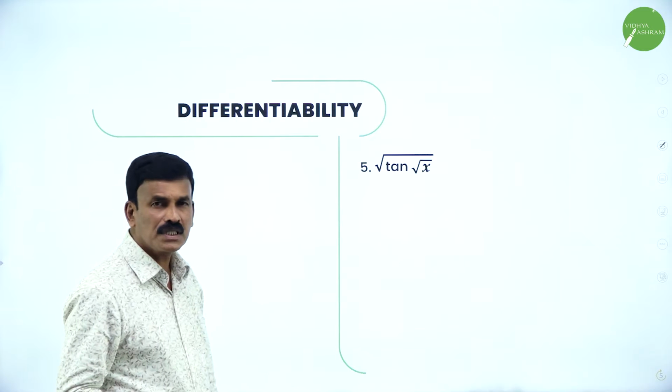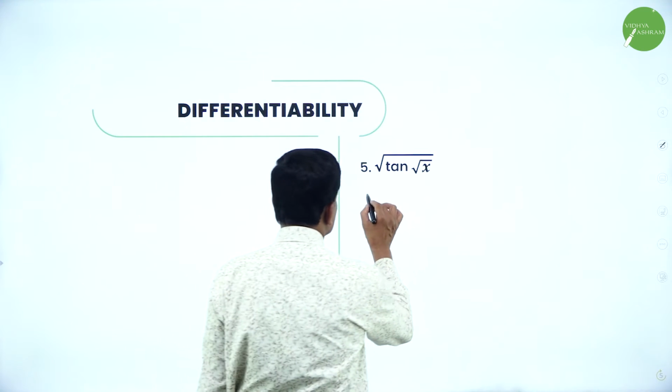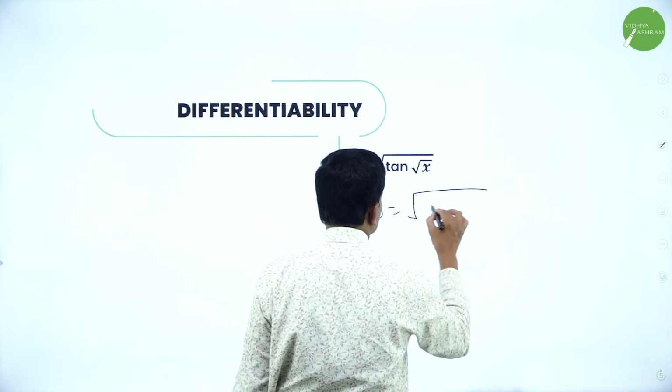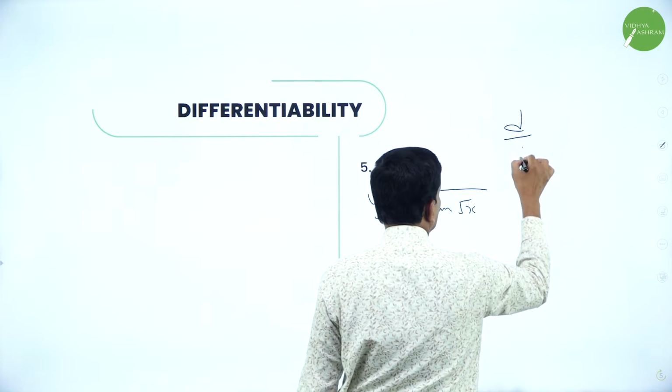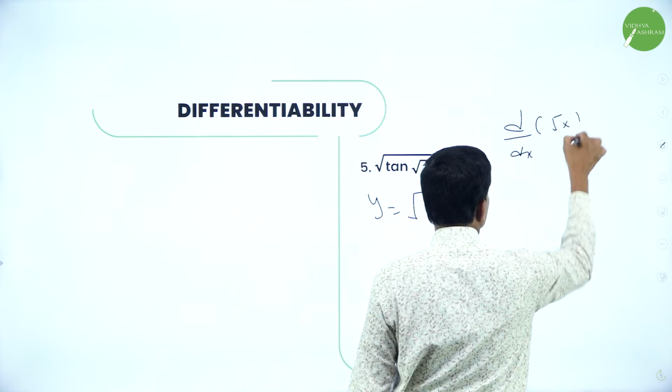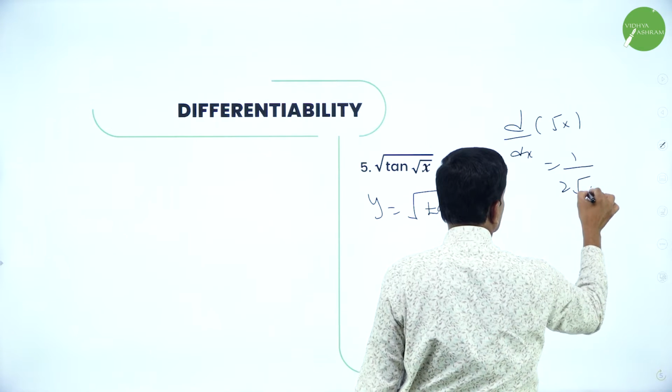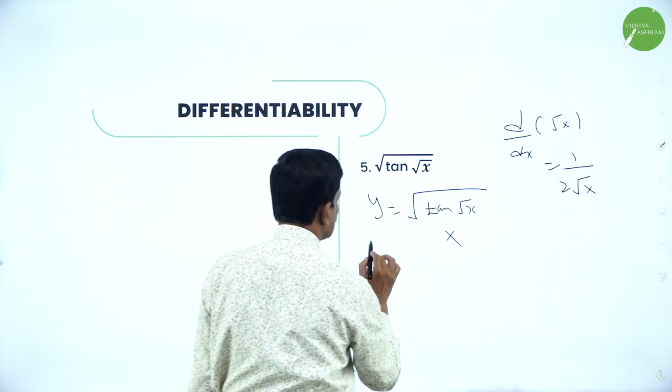Root of tan root x. Now let us consider this as y. y is equal to root of tan root x. Now we know the derivative of root x. d by dx of root x is 1 over 2 root x.